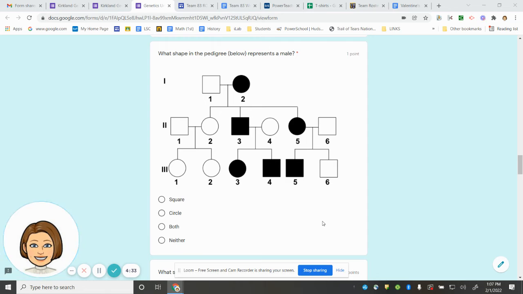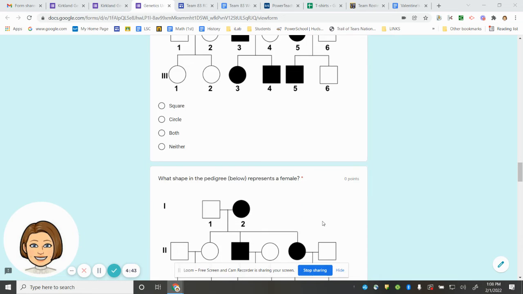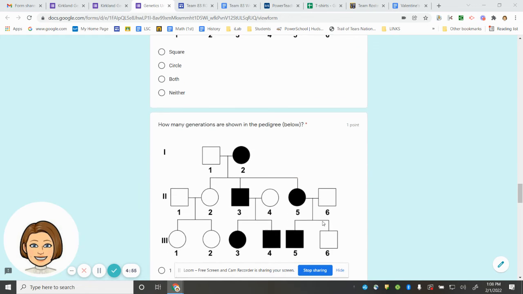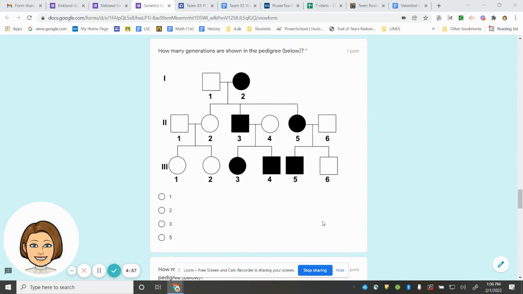Number 14. What shape in the pedigree below represents a male? Square, circle, both, neither. Number 15. What shape in the pedigree below represents a female? Square, circle, both, neither.